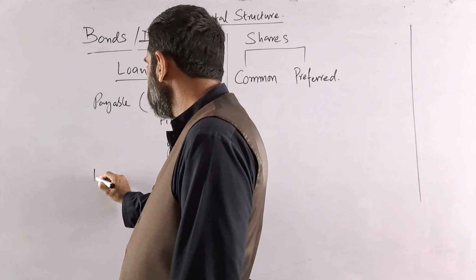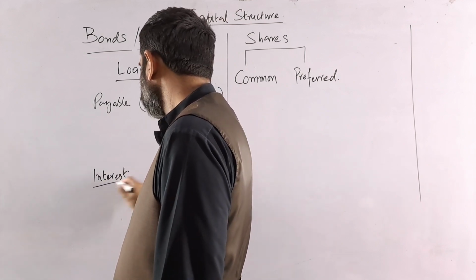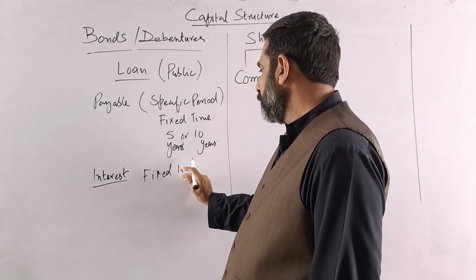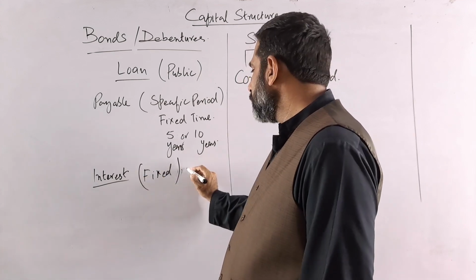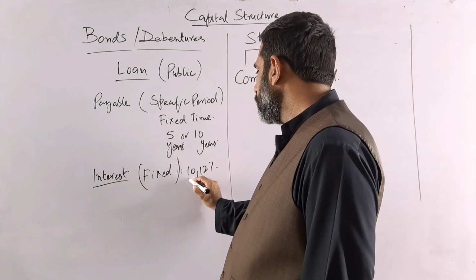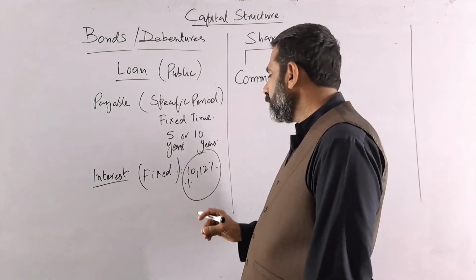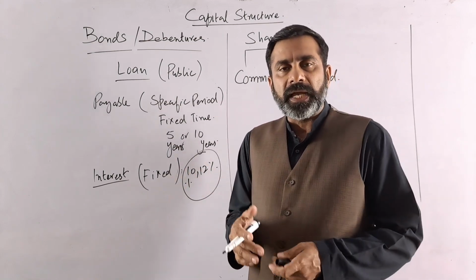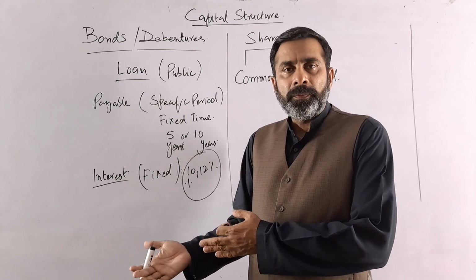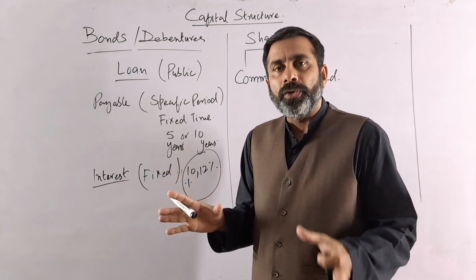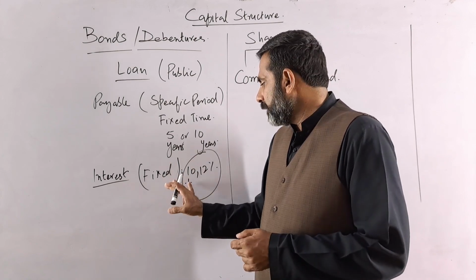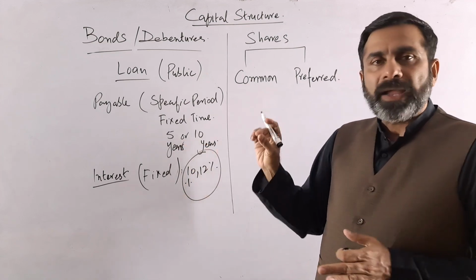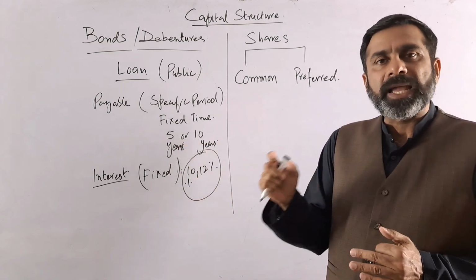The next thing is the interest, and obviously in most cases it is fixed interest. Fixed interest means it may be 10%, it may be 12%, depending on the percentage they are fixing. They are taking a loan from the public, and after a specific time they have to pay the amount back when the term of the bond or debenture finishes. During that period, for example if it is for 5 years, they have to pay some specific interest every year.